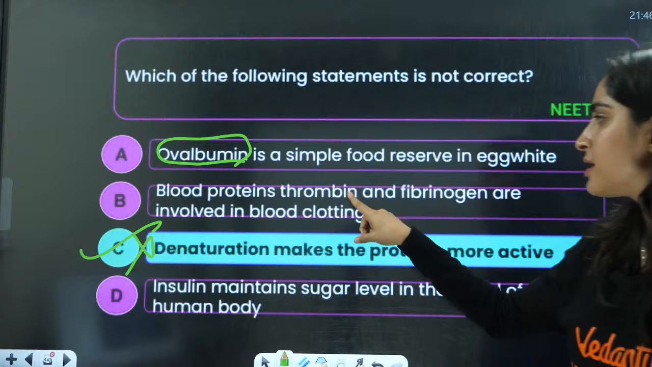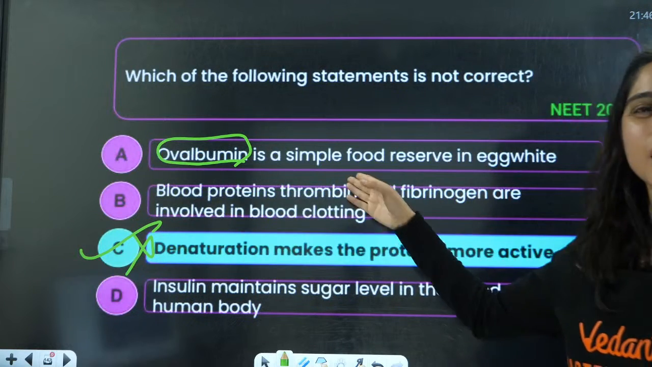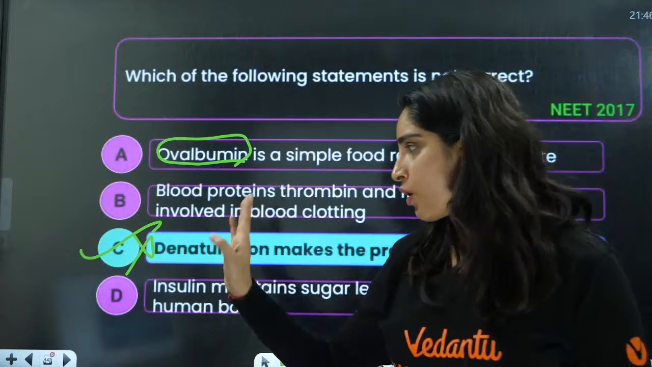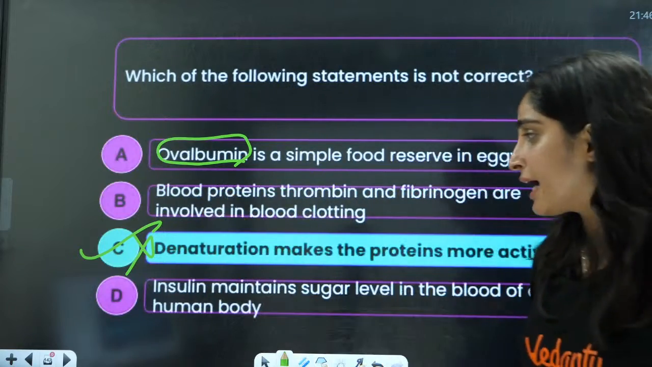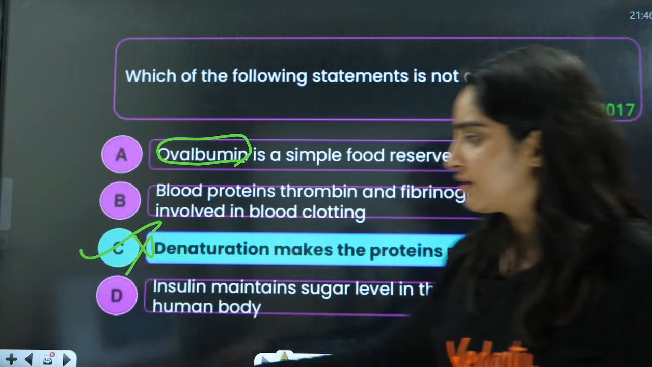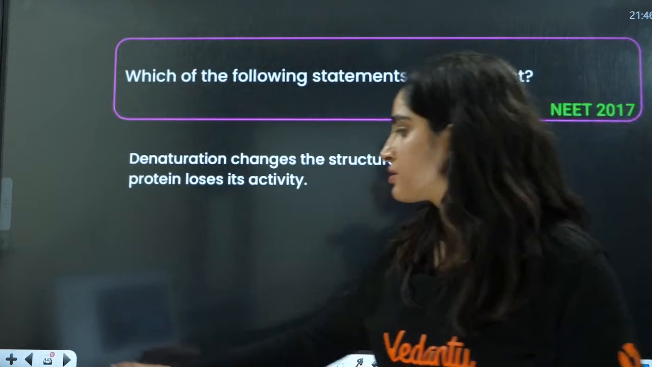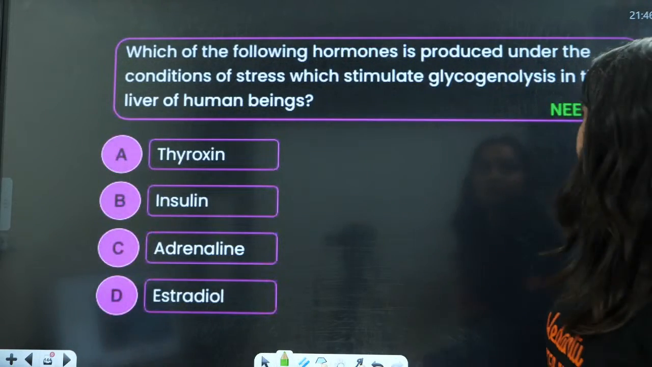The blood proteins thrombin and fibrinogen are involved in blood clotting, which we have done in the deficiency of vitamins. Insulin maintains the sugar level. This everybody knows. Right now everybody has sugar, so this everybody knows, unfortunately.